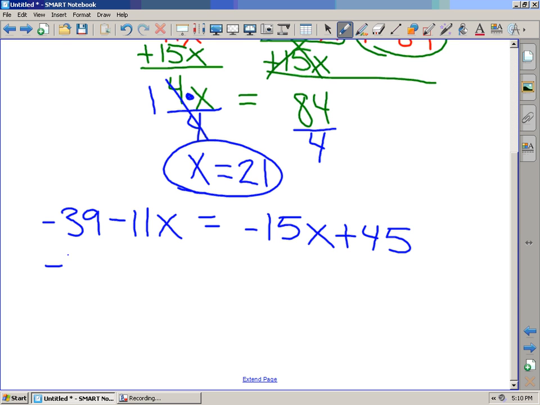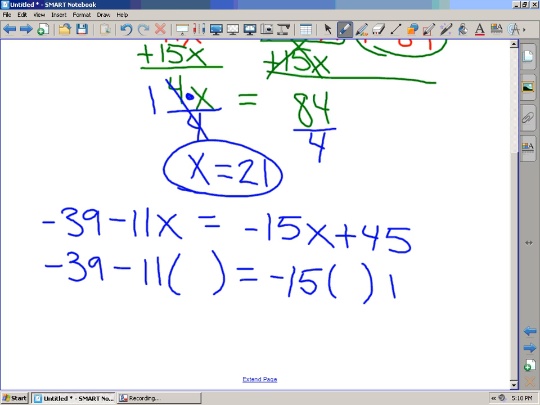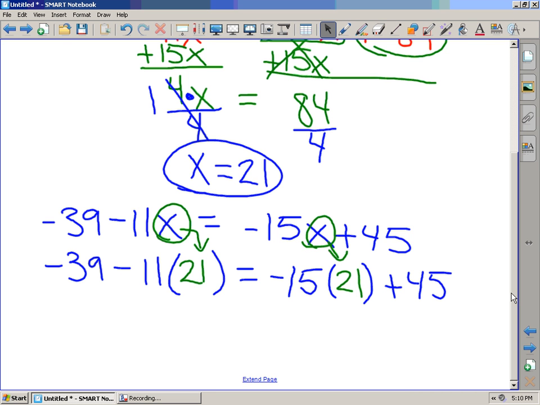Everywhere that you see an x value, we're going to replace it with what we think x is equal to, the 21. So I just start by putting in parentheses wherever there's an x so that I can keep this looking nice and neat so I don't make a mistake. And instead of x, we put in that 21. We're substituting 21 for x. And then we simplify.